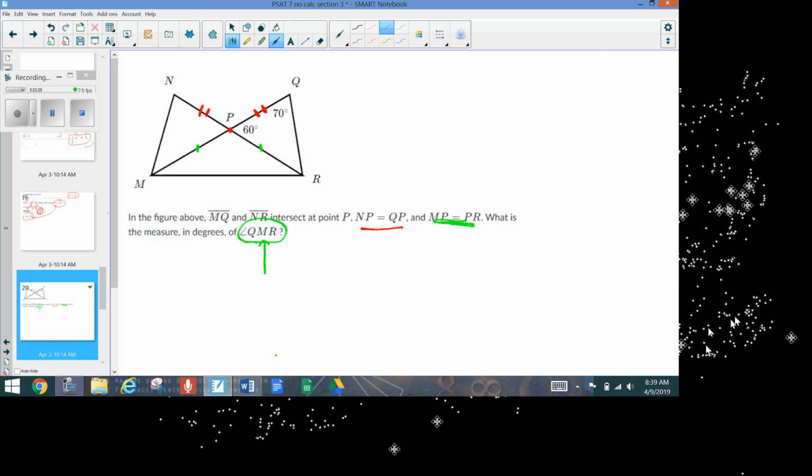QMR, the middle angle. Q, M, R. So that angle, right? We're looking for this angle. Can you tell me what is the measure of that blue thing? Do you all agree? It's 120 because it is a straight angle, that's 180. So focus on this isosceles triangle. 180 minus 120 is equal to 60.